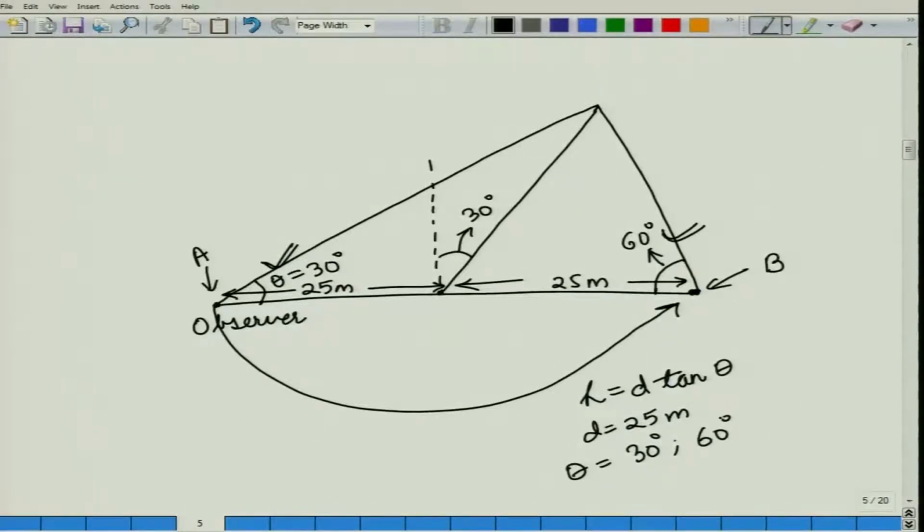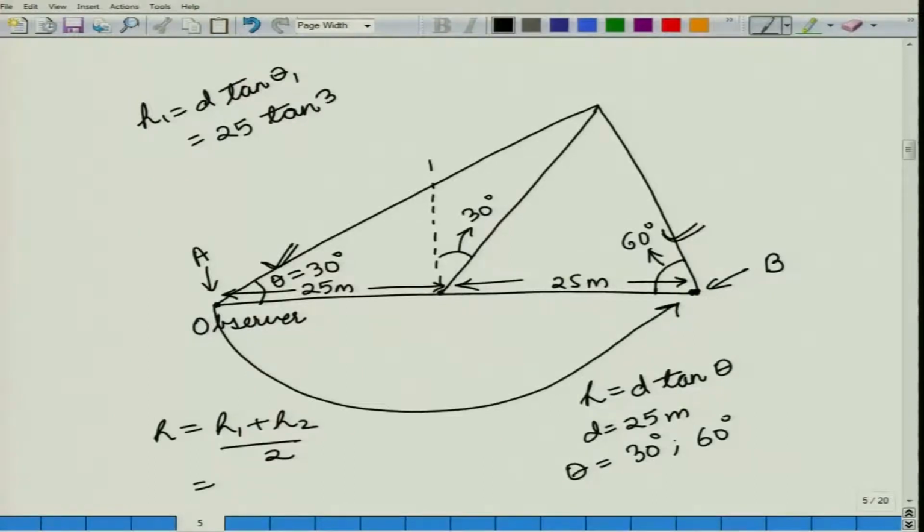So, he has calculated both these heights and he has calculated h is equal to (h1 plus h2) upon 2, because he has taken the average of both these readings. So, how much would that height be? So, h1 is equal to d tan theta 1, which is equal to 25 times tan 30 degrees.